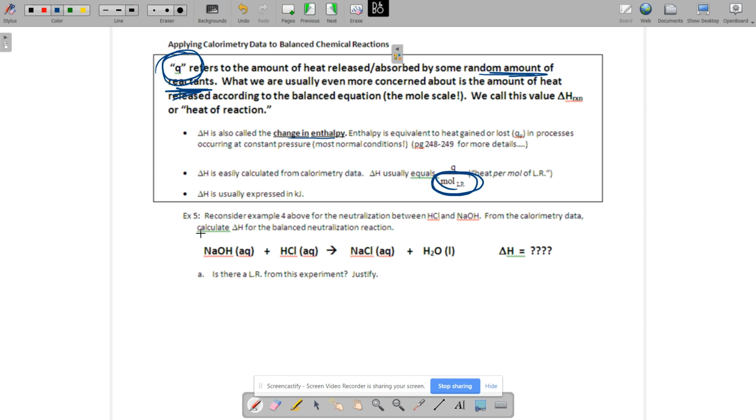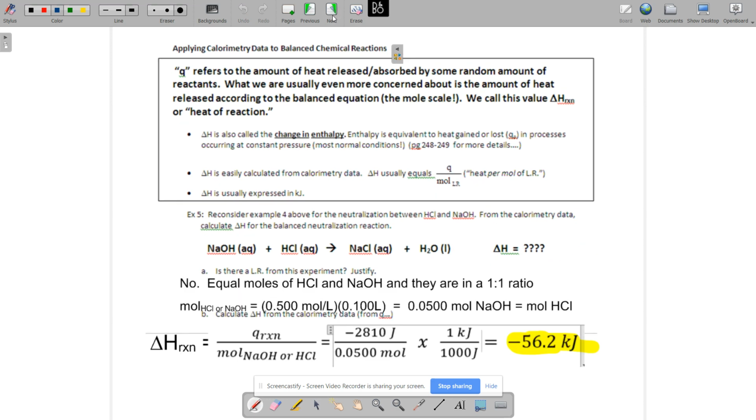We're going to go back to the same example. It says reconsider example 4 above for that neutralization reaction. Calculate delta H for this balanced neutralization reaction. So this is what we're looking for. Number one, we check to see if there's a limiting reactant. In this experiment, we had equal molarity and equal volumes of NaOH and HCl, so there's no limiting reactant. But you could still justify that by doing the calculations. Whether you're talking about the HCl or the NaOH, you pick. Neither one's a limiting reactant, or either one is.